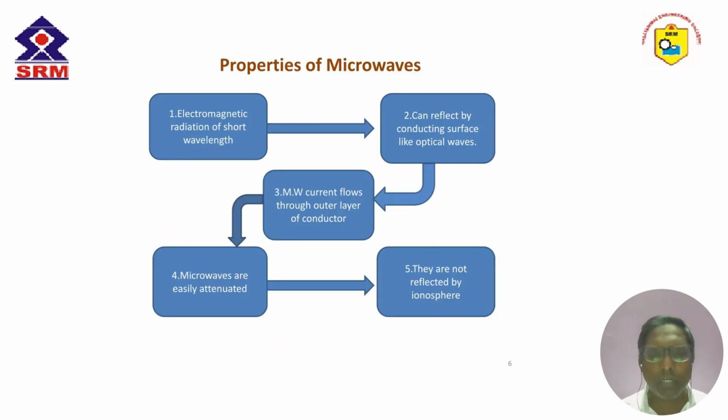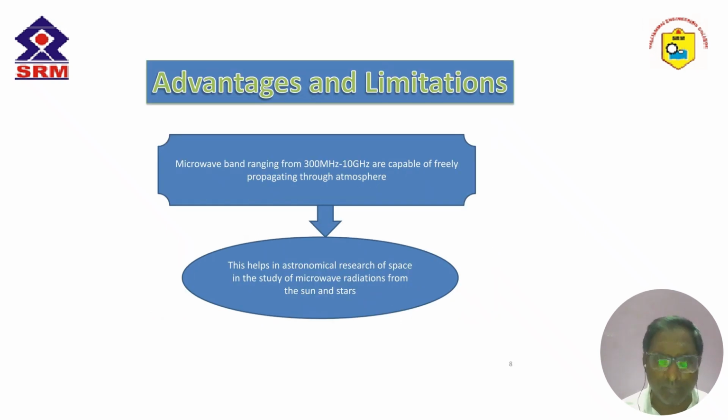Next thing is properties of microwave. The first property is electromagnetic radiation of short wavelength. Then, it can be reflected by conducting surfaces like optical waves. Third, microwave current flows through the outer layer of the conductor. Then the microwaves are easily attenuated. Therefore, they are not reflected by the ionosphere.